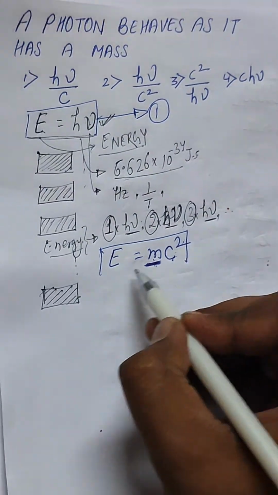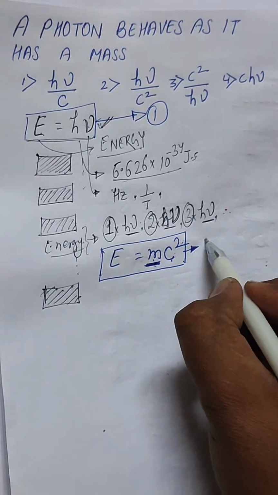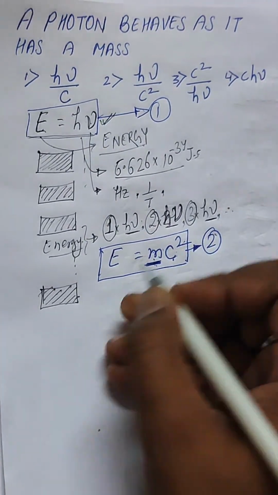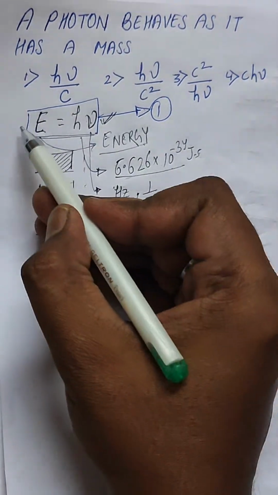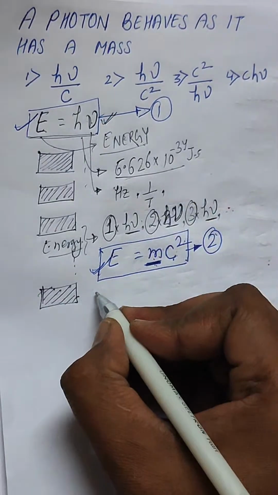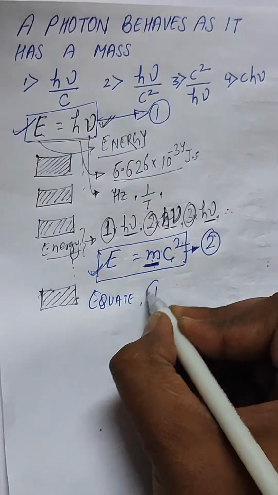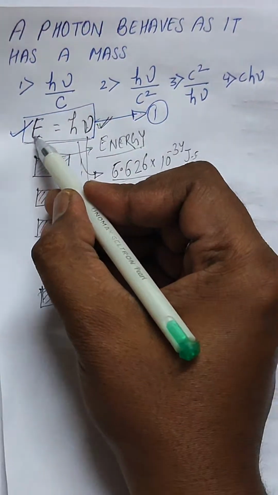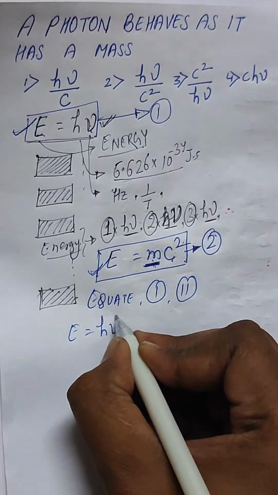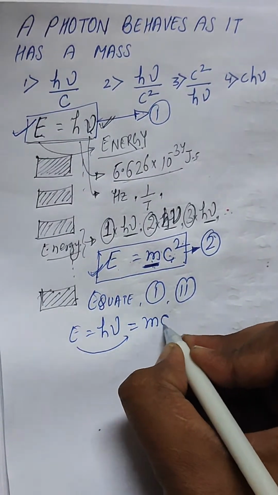This is an objective type question which mostly comes in NEET, but it can come in JEE also. Anyway, let us see how this question can be solved. We know these two relations, the Max Planck and Einstein relations. So if you equate equation number 1 and 2, energy equal to h mu, and this energy is equal to mc square as per Einstein.